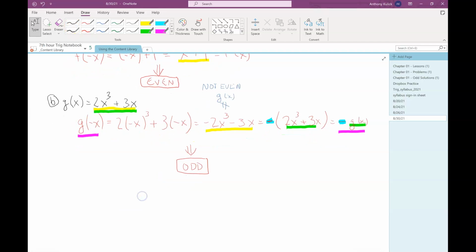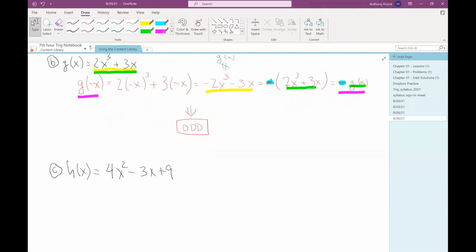Let's do another. So we'll start with h of negative x. That tells me to plug the negative x in place for all of my x's.